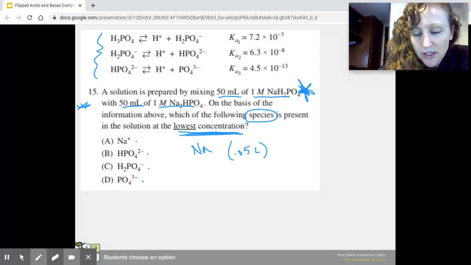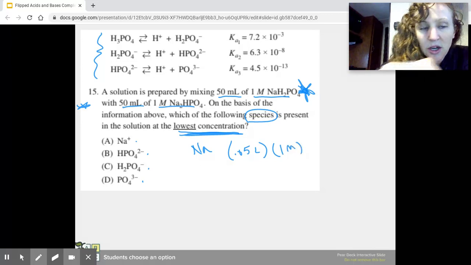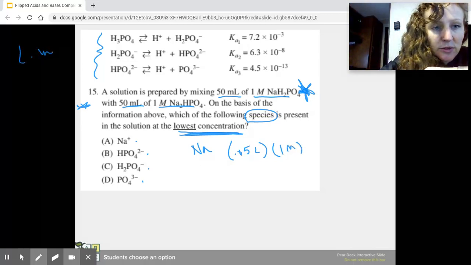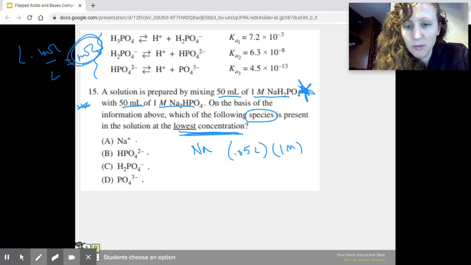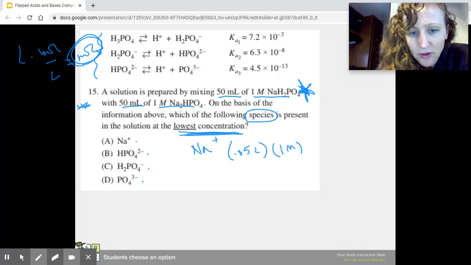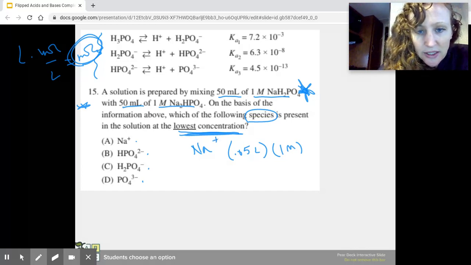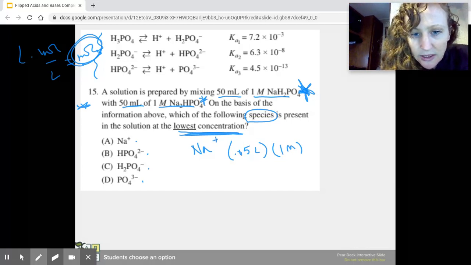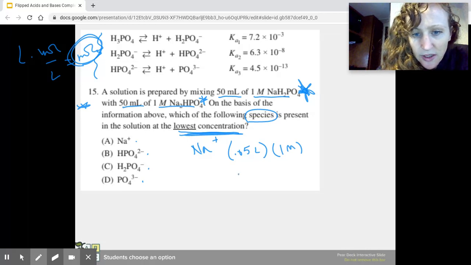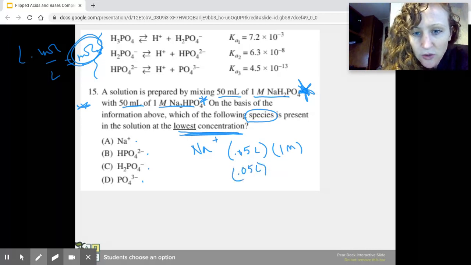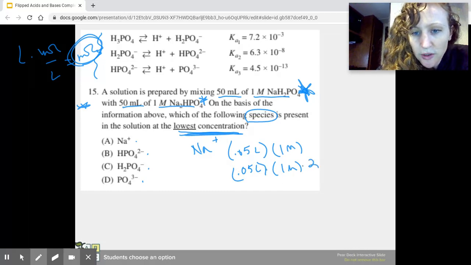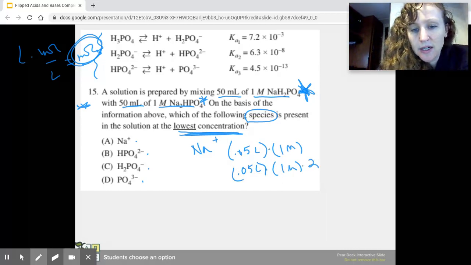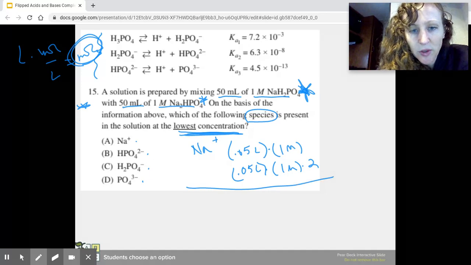0.05 liters times 1 molar. Remember, liters times moles over liters is equal to moles. So if I'm going to compare them all in moles, now I get some from the first. I also get some from the second one. So in this one, I'll have, let's see, same volume, same concentration, but there's 2 sodiums in there. So quite a lot of sodium.